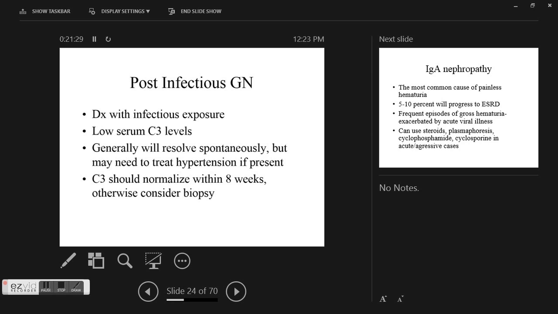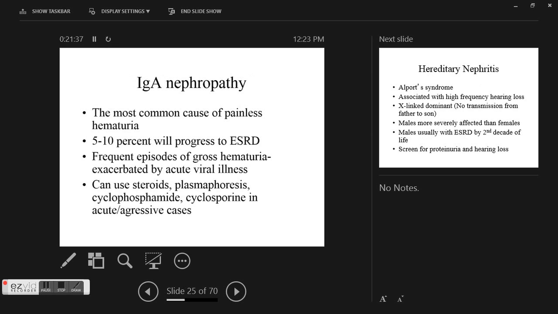IgA nephropathy. Worldwide, this is the most common cause of painless hematuria. It's important because there is a percentage, small, and it's closer to probably 10 to 15 when you take worldwide and some adult cases into it, will progress to end-stage renal disease. This is the way they will describe this to you on boards, and this is the way you should think about it clinically. The patient will present with gross hematuria, just like they will with acute glomerulonephritis.